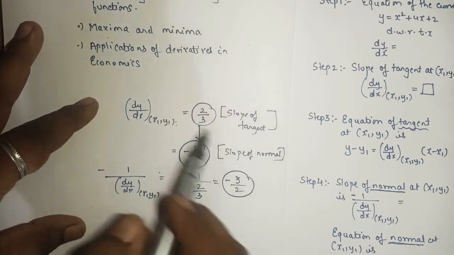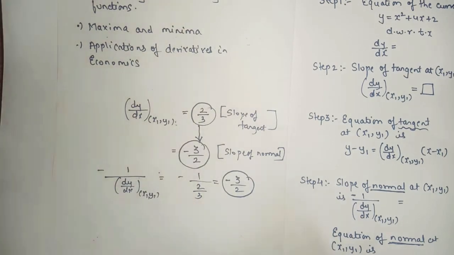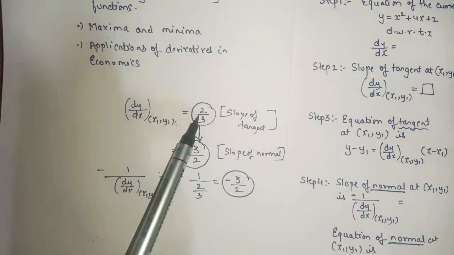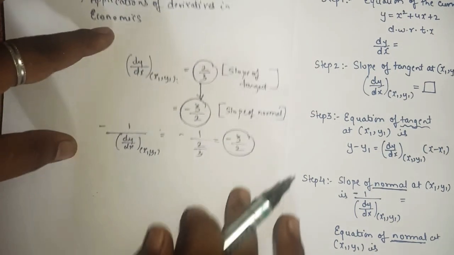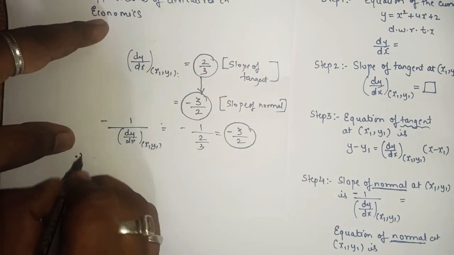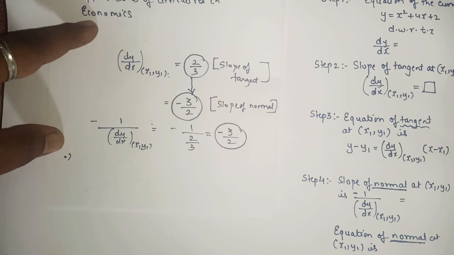So can you see that this answer is 2 by 3 and this one is minus 3 by 2. So this answer is for the slope of tangent and this answer is for the slope of normal. So these are the small points which you have to keep in your mind while solving the sums of your first exercise. Yes or no? Okay, now the last thing which I want to explain here, the last and very important part.